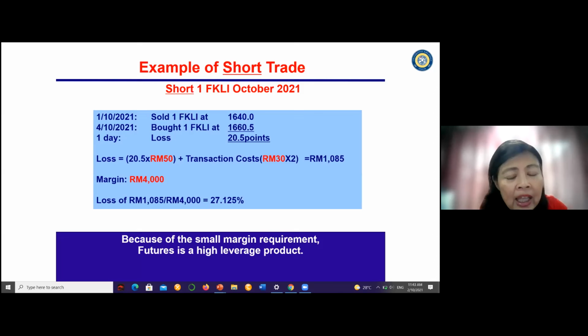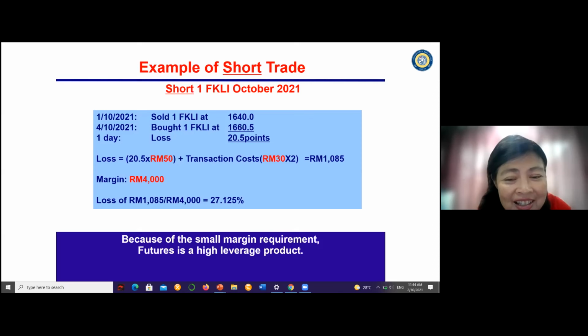Then Monday comes. Okay, the KLCI goes up. Are we cutting loss? Gita, you said cutting loss, right? I'm cutting loss. So I buy back one immediately at 1660.5. Then I have a loss of 20 points, okay?